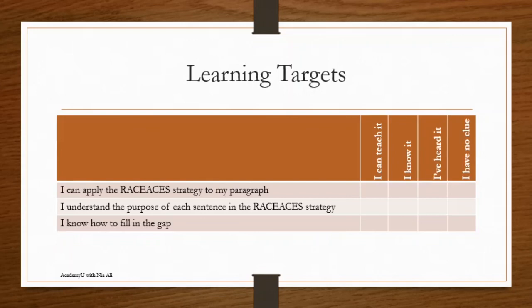Learning target number 2. I understand the purpose of each sentence and the RACES strategy. Along the way in the lecture, I was sharing with you the purpose of each one of those sentences, because if you understand the purpose of each sentence, the writing of that sentence is simple because you understand the reason why. So you're going to put the letter A for after the lecture in one of the 4 categories. Hopefully it's in I know it or I can teach it. If it's in any other category, make sure you press replay to listen to this lecture again.